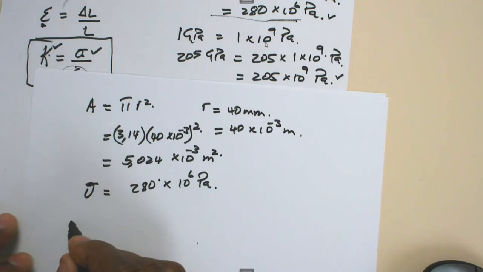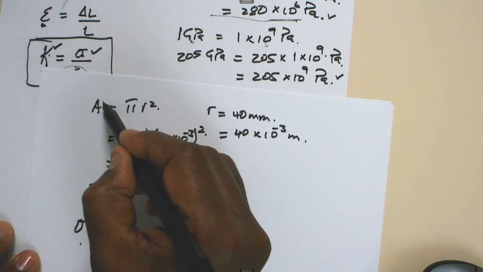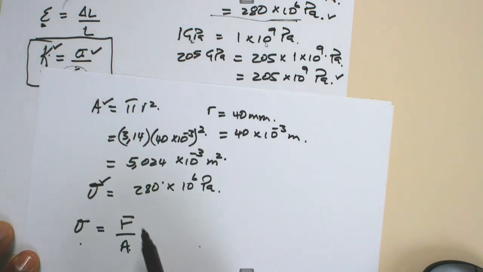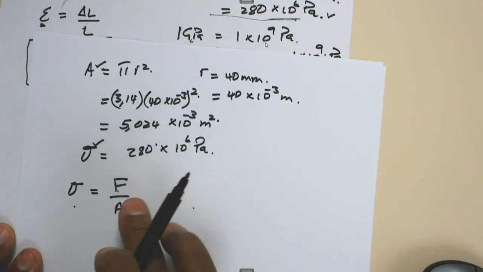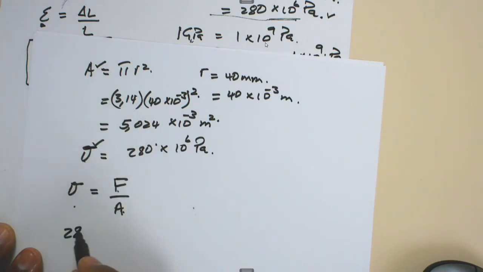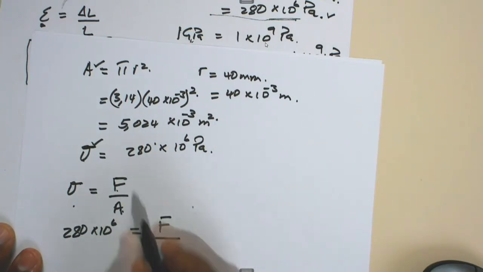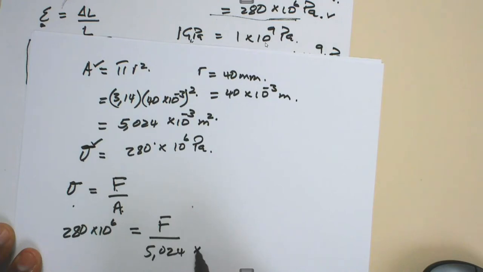So the formula that we have is stress is equal to F over A. Now we have these two quantities. We are supposed to find F. So we can substitute directly into this formula to say our stress is 280 times 10 to the power 6 pascals. That is equal to the force that we want to calculate divided by the area, which is 5.024 times 10 to the power minus 3.